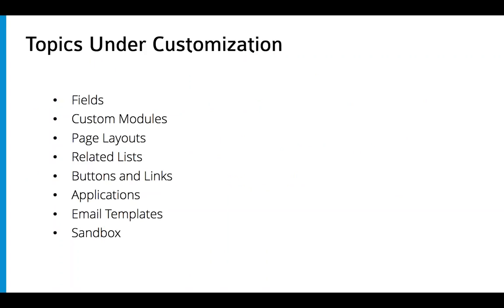Today, I'm going to give you an overview on how to use the customization features available in Zoho CRM. Major features that we currently have in Zoho CRM are fields, modules, layouts, related lists, buttons and links, applications, email templates, and Sandbox. To make this webinar a great learning experience for all of you, I will be utilizing one use case and explaining all the important features. This will help you understand the context and, more importantly, why you need these features for your business.